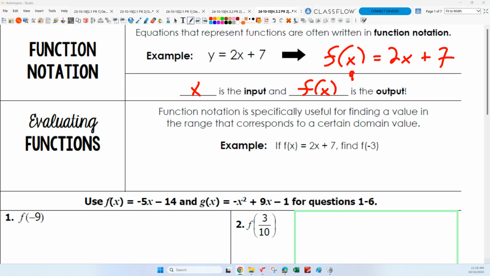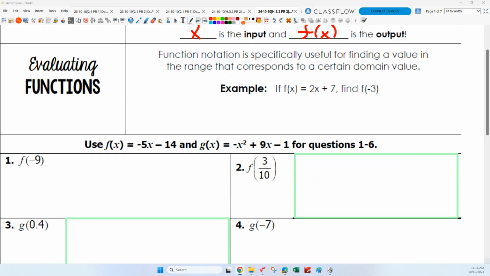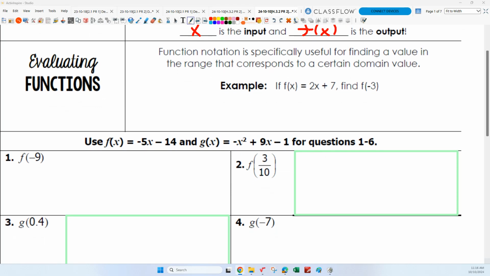And evaluating a function is stuff you guys have already done. It's really easy. If I know f of x equals 2x plus 7, then f of negative 3 is what? How would I find what f of negative 3 is? Plug it in. And make sure when you're evaluating a function, you always plug in the value of the variable in parentheses. Very important. So 2 times negative 3 plus 7, which is what? 1. Yeah, 1.